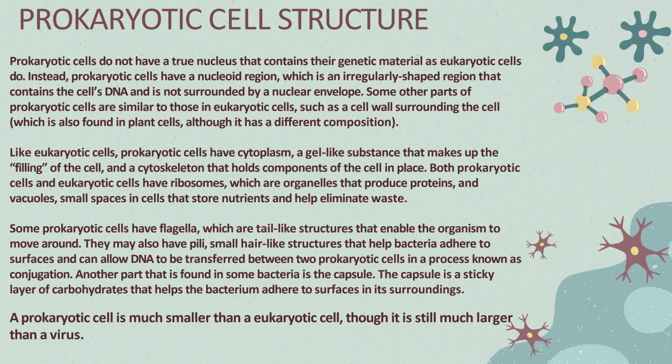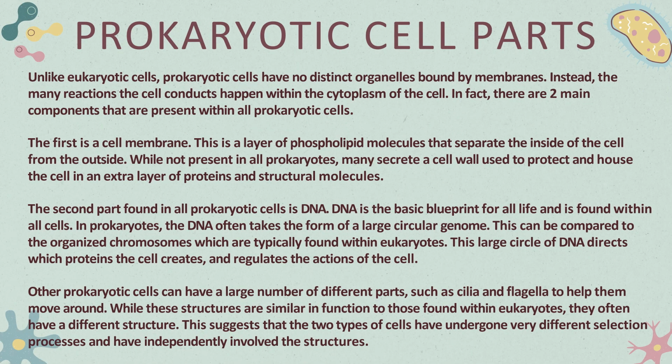A prokaryotic cell is much smaller than a eukaryotic cell, though it is still much larger than a virus. So, what are the parts of a prokaryotic cell? Unlike eukaryotic cells, prokaryotic cells have no distinct organelles bound by membranes. Instead, the main reactions the cell conducts happen within the cytoplasm of the cell. In fact, there are two main components that are present within all prokaryotic cells. The first is the cell membrane. This is a layer of phospholipid molecules that separates the inside of the cell from the outside.